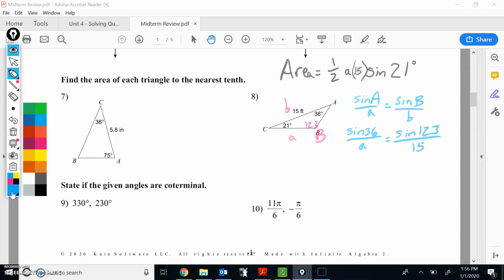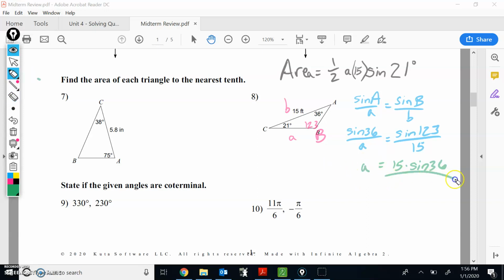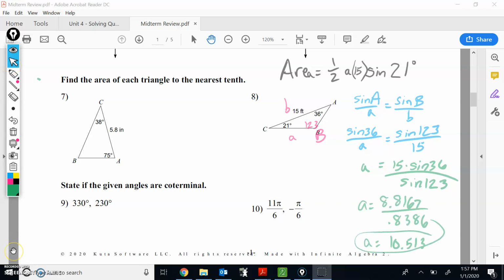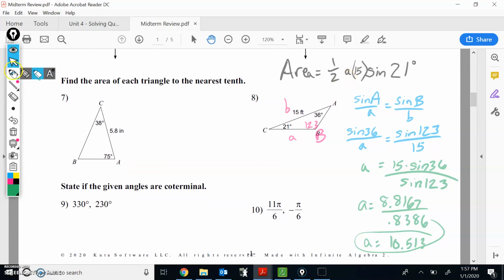Cross multiplying to solve, we get A times sine of 123 equals 15 times sine 36, and then dividing both sides by sine 123, it comes out to look like this. Plugging this in your calculator, you get side A to 10.513.